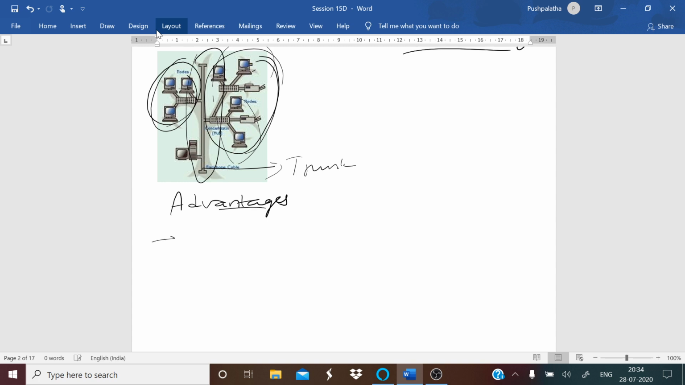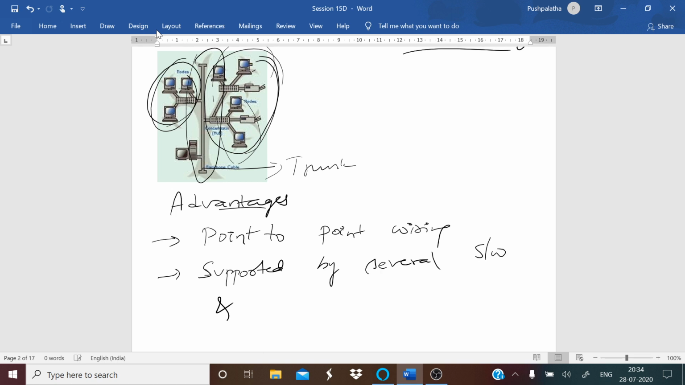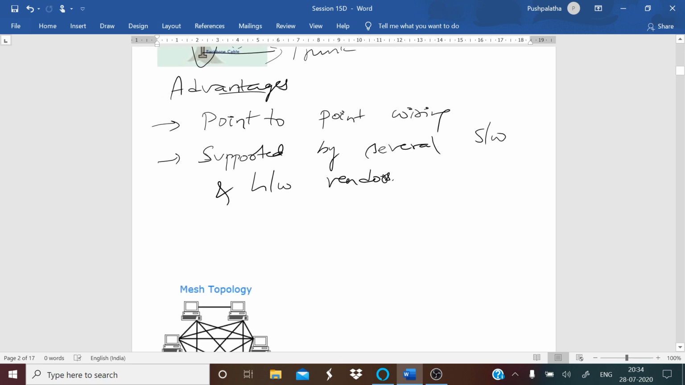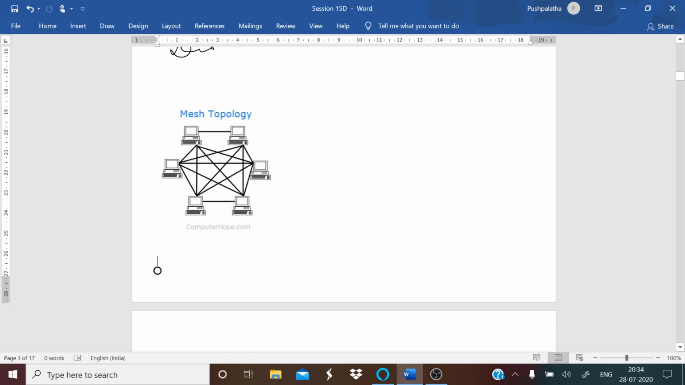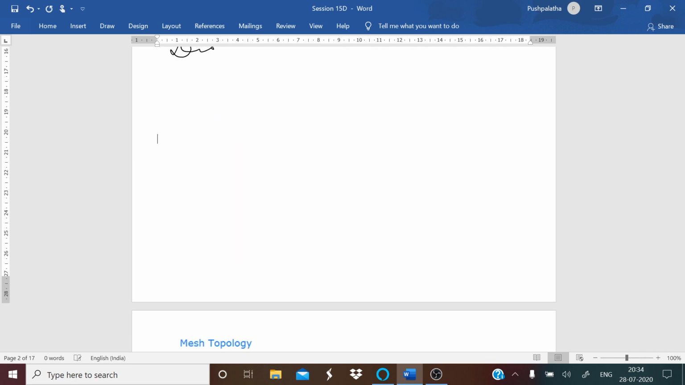The advantages are point to point wiring for individual segments, and it is supported by several software and hardware vendors. These are the advantages of this. And in the same way you have the disadvantages also. So what are those disadvantages?